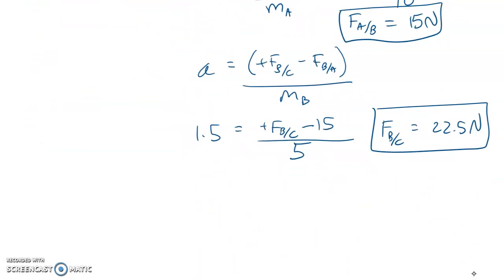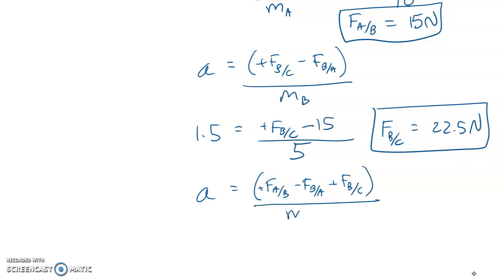So I have the force on A by B in there, positive, minus the force on B by A, plus the force on B by C. And then I'm looking at two masses here, the mass of A and the mass of B. These are the forces on both of those masses. Of course, these forces cancel out. And that's what I was saying.